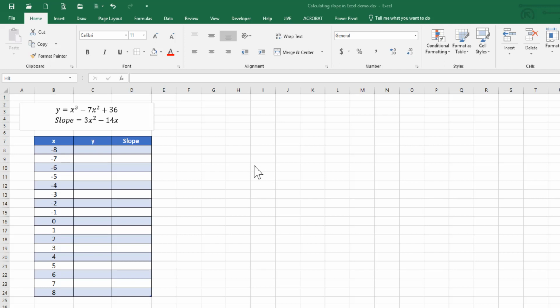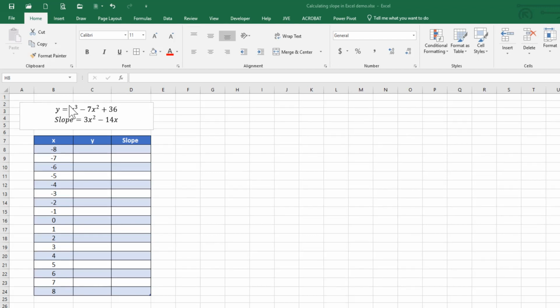This is a demo on how to use Excel to graph a function as well as to determine where the slopes are equal to 0. In other words, where we would have local mins and maxes. So I have this function y is equal to x cubed minus 7x squared plus 36. This is from the example in your handout on cubic functions.